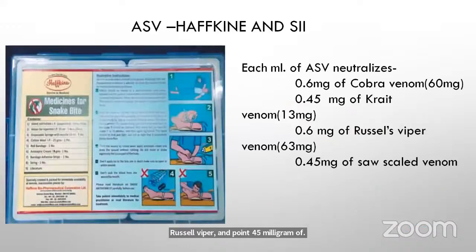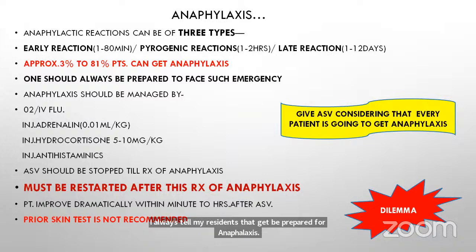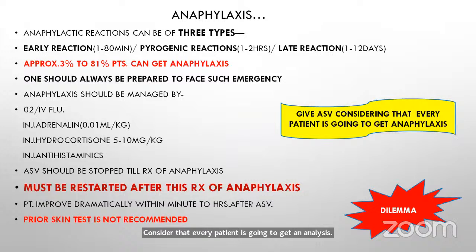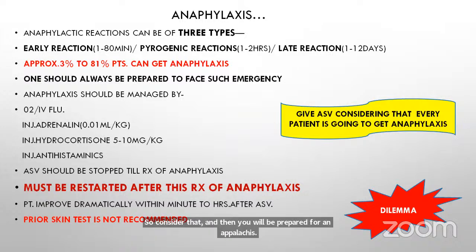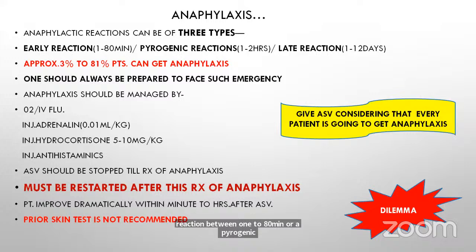The important thing, as I told you, is anaphylaxis. I always tell my residents to be prepared for anaphylaxis. Consider that every patient is going to get anaphylaxis, and then you will be prepared. There could be 3 types of reactions: an early reaction within minutes, a pyrogenic reaction which comes after 1 to 2 hours, or a late reaction which comes up to even 12 days. Approximately 3% to 81% of patients can get anaphylaxis.